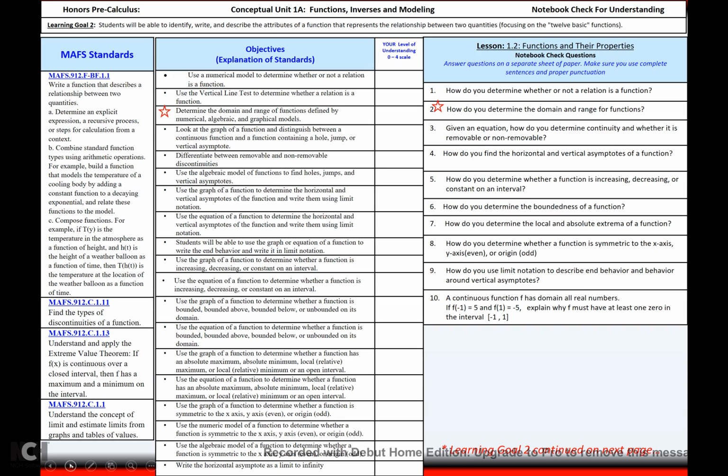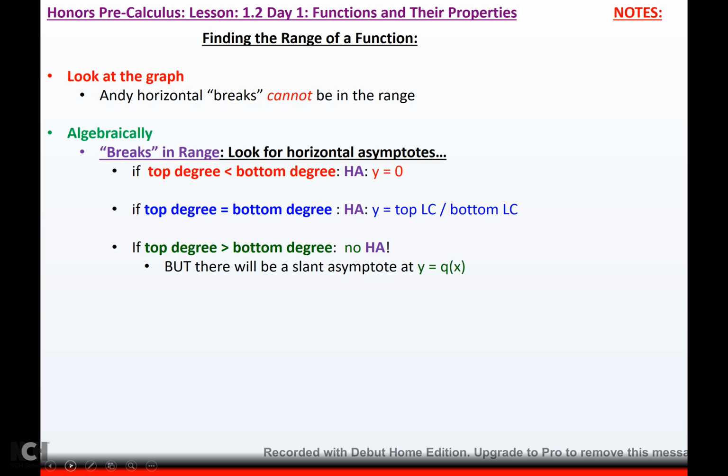Alright, so how do you determine the domain and range for a function? Well, for the domain, you say, Mr. Denominator, you may never equal 0, and Mr. Radical has to stay greater than or equal to 0. Okay? Alright, finding the range of a function, you're going to have to just look at the graph.